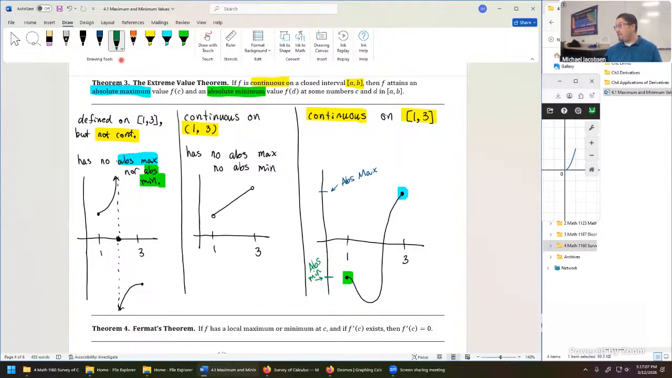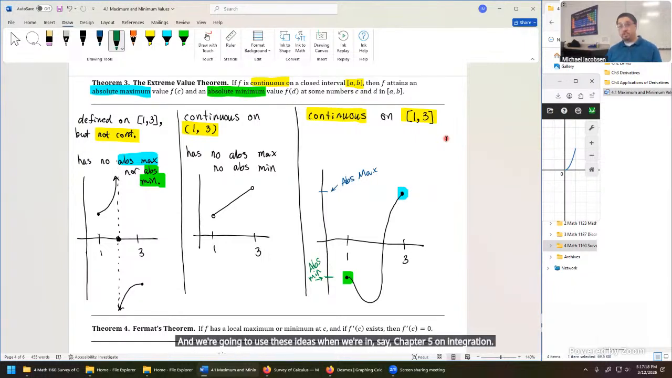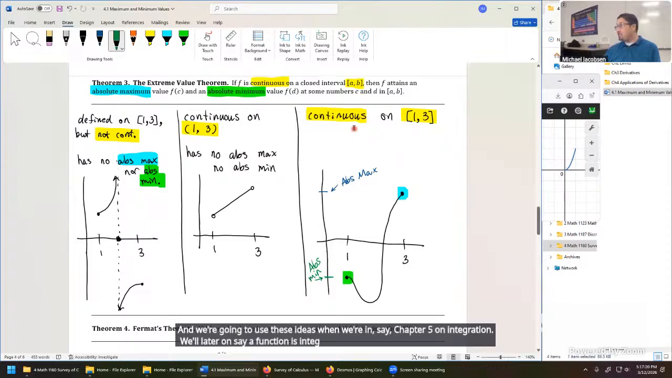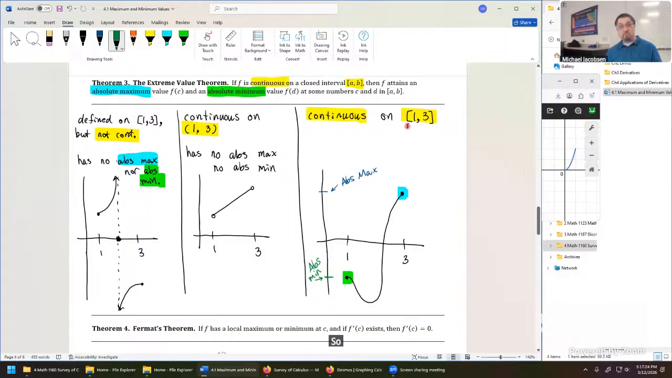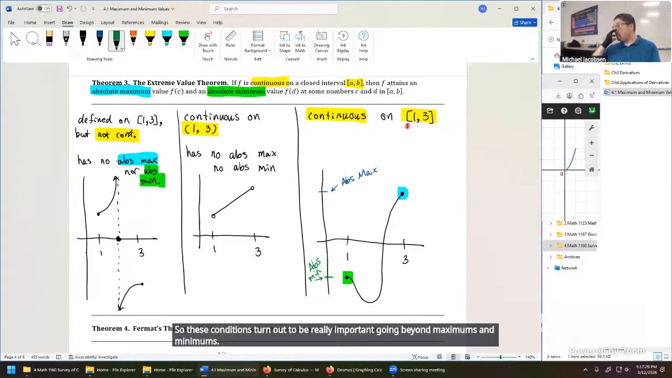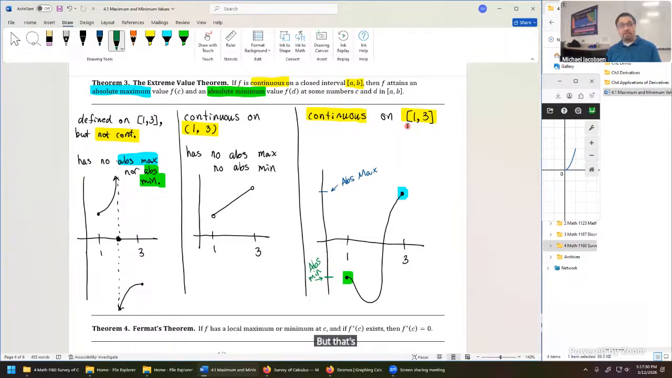So continuity and the closed interval turns into a kind of a magic set of ingredients. And we're going to use these ideas when we're in, say, chapter 5 on integration. We'll later on say a function is integrable provided it's continuous on a closed interval. So these conditions turn out to be really important going beyond maximums and minimums. But that's the extreme value theorem.